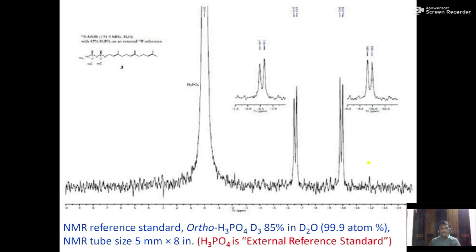This is the NMR spectrum of a phosphorus containing compound. We are using orthophosphoric acid, which is deuterated orthophosphoric acid in 85% D2O, that is the heavy water. In this case also we are using a standard, but this is the external reference standard. The TMS is an internal reference standard, that you have to keep in mind. The orthophosphoric acid, prepared in D2O, has a concentration of 85%. This is the external reference standard, because if you use it as an internal reference standard, it may interact with your sample, so don't use it as an internal reference standard.